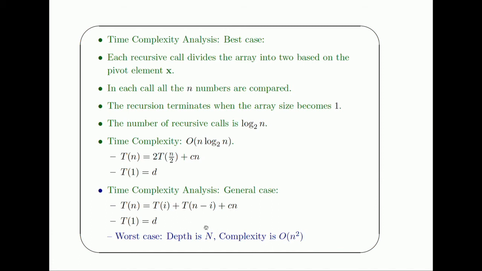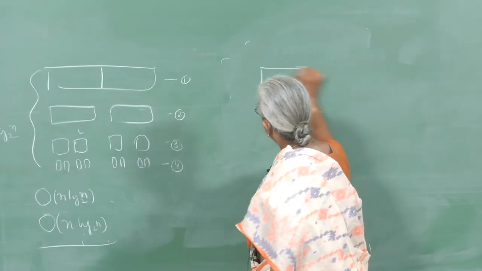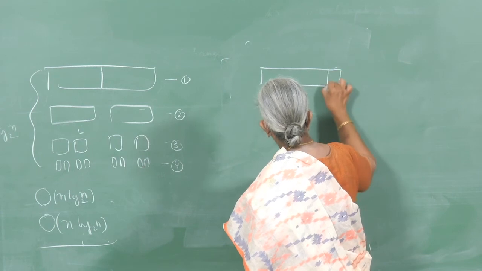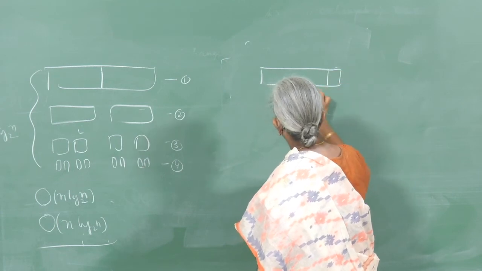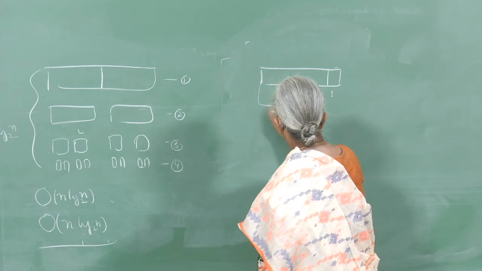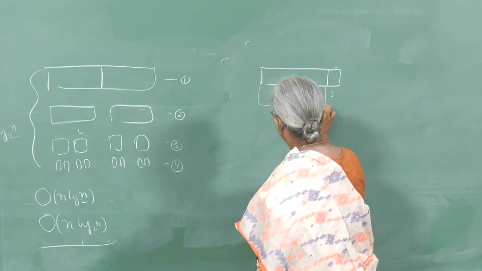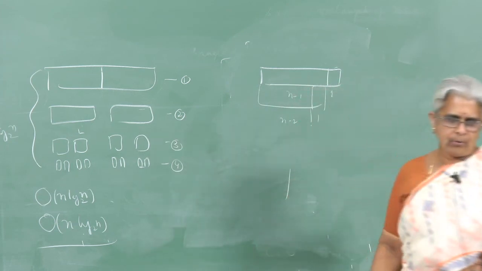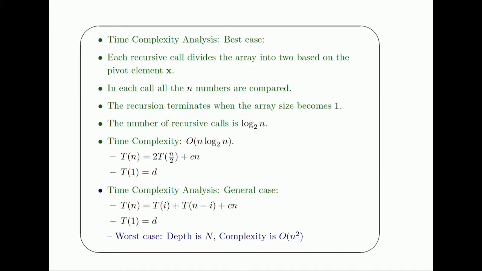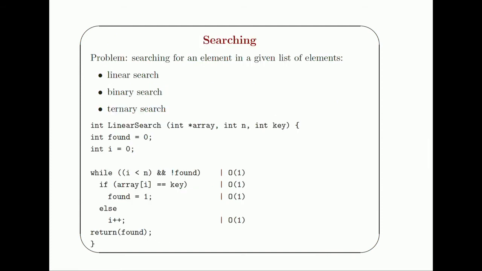So, worst case what can happen, the depth can become, every time it divides the array into 2 parts such that there are n minus 1 elements and 1 element, and this again let us say divides it into 1 element and n minus 2 elements. Then this depth will go down up to n, and the time complexity instead of being order n log n will become order n squared. Okay. So, this is about the sorting algorithms that we have looked at.